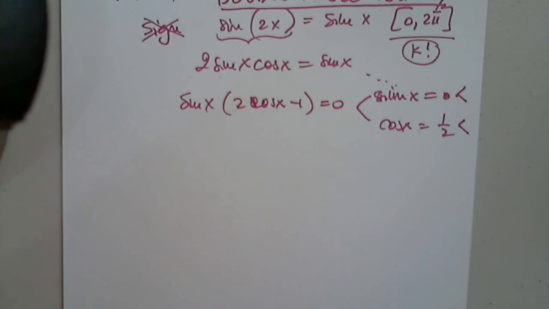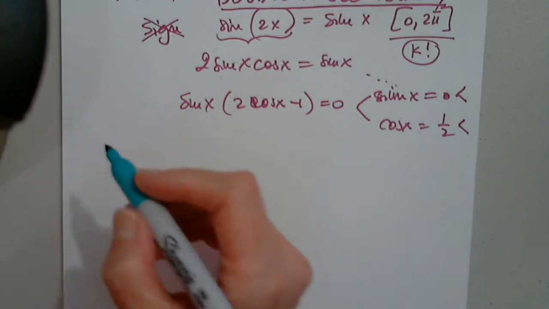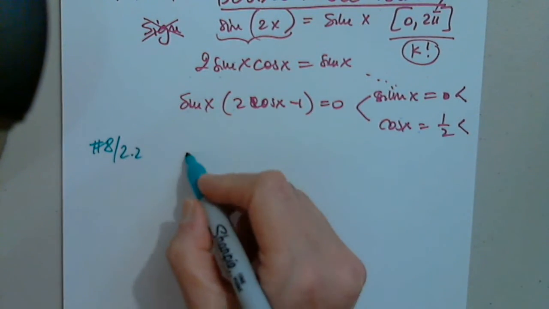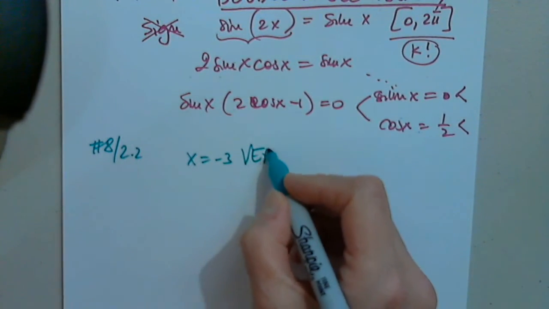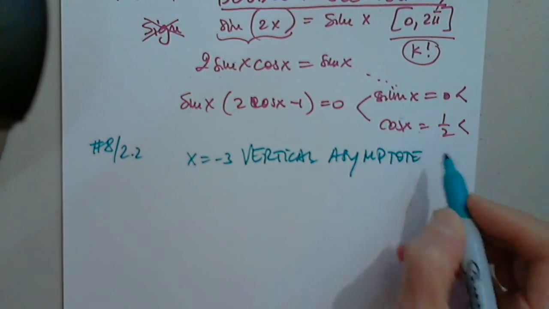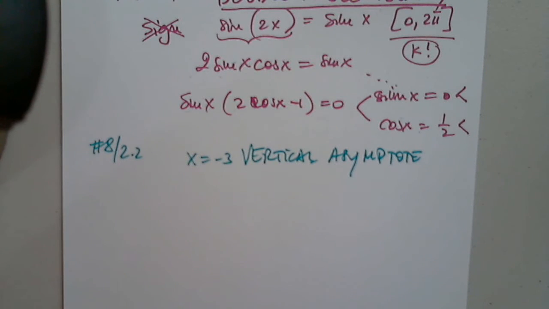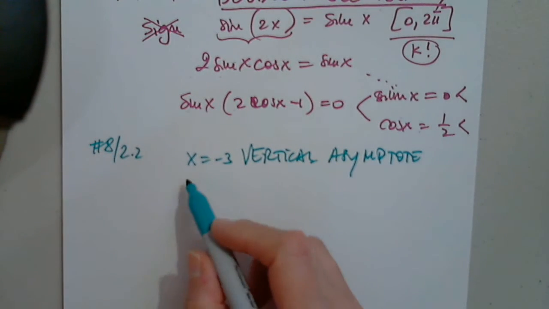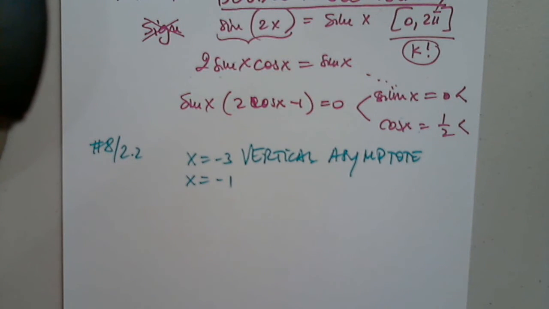So in our case, let me write it down for you here. This is problem 8 in 2.2. x equals -3 is a vertical asymptote. Okay. What about here? What can you say about x equals -1? Also a vertical asymptote. What will you say about x equals 2? Another vertical asymptote. So as long as at least one side goes to infinity, that is a vertical asymptote.